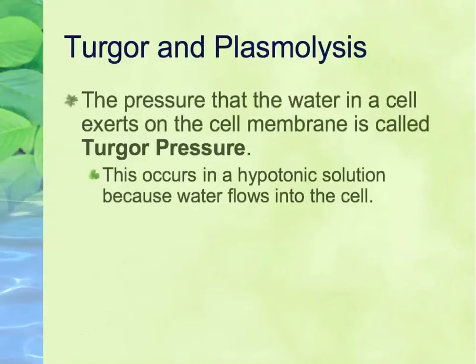We're going to talk about the terms turgor and plasmolysis. The pressure that is exerted on a cell and its membrane from the inside out is called turgor pressure. Okay? This occurs in a hypotonic solution because as water flows into the cell, the pressure inside the cell starts to push outward, thus giving the cell a stiffer appearance.